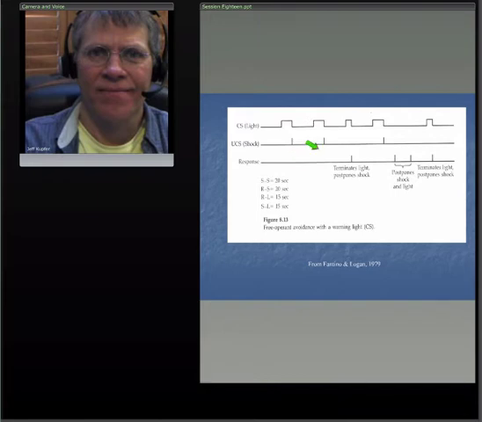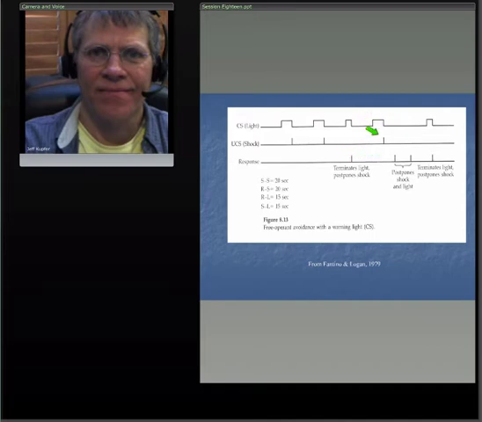A little bit longer, light comes on, stays on, and then before the light goes off and shock's delivered, you can see here a response occurs. The lever press in this situation shuts off the light and avoids the electric shock. In other words, we have escaped the light and avoided shock. A little bit further, time passes. All of a sudden, that light comes on again. However, in this situation, the rat fails to make a response. And because of its failure, the light terminates, electric shock.